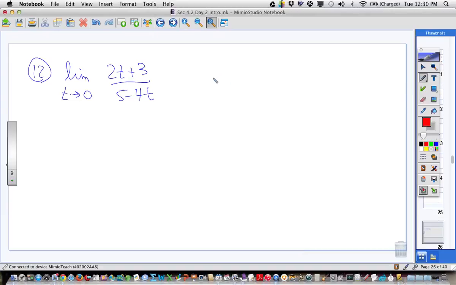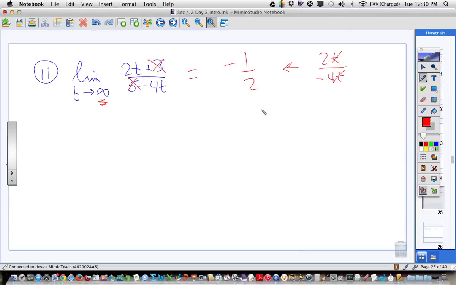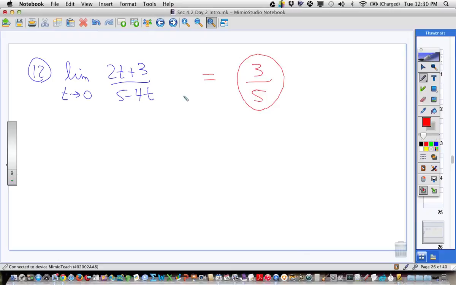What do you got for number 12? 3/5. Very good. They were trying to not trick you, but they were trying to make the point here that you have the same exact function, but two different limits, and so you treat them differently. On this one, t is getting very large. So we're saying that the 3 doesn't matter because it's like 2 trillion and 3. The 5 doesn't really matter, 5 take away 4 trillion. So we can kind of ignore those. But in this one, they do matter.